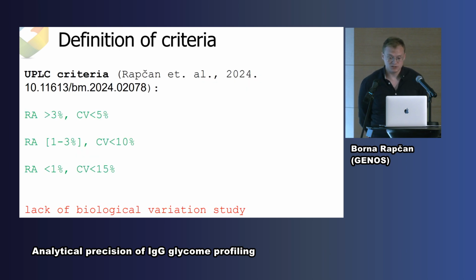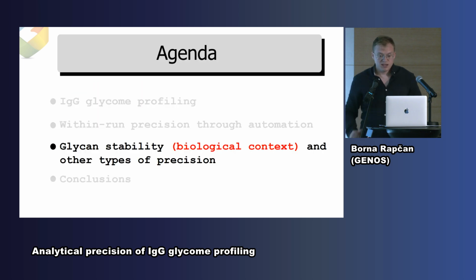So, knowing the limitations of our instrument, and knowing that our analytical variation is likely lower than the biological variation, we landed on the following criteria. If the peak's relative abundance is over 3%, we want the coefficient of variation to be under 5%. If it's between 1 and 3%, we want it to be under 10%, and if it's less than 1%, we want it to be under 15%. And that would be it from the paper on automation.